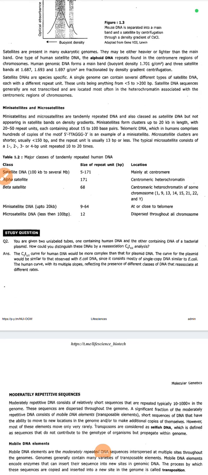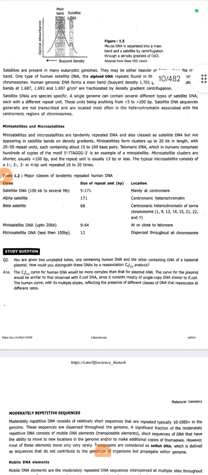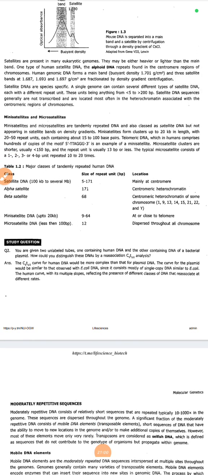Now, microsatellite. So the difference between mini and micro you learned: microsatellite clusters are shorter. Mini is bigger, micro is even smaller. They are shorter, usually less than 150 base pair, and the repeat unit is usually 13 base pair or less. So micro has a unit of less than 13 base pair, while mini has clusters up to 20 kb.